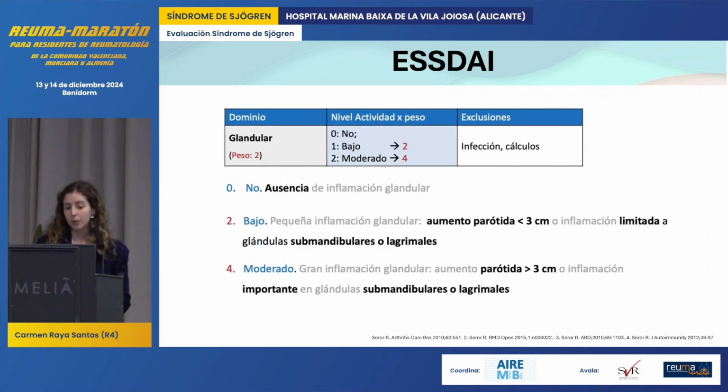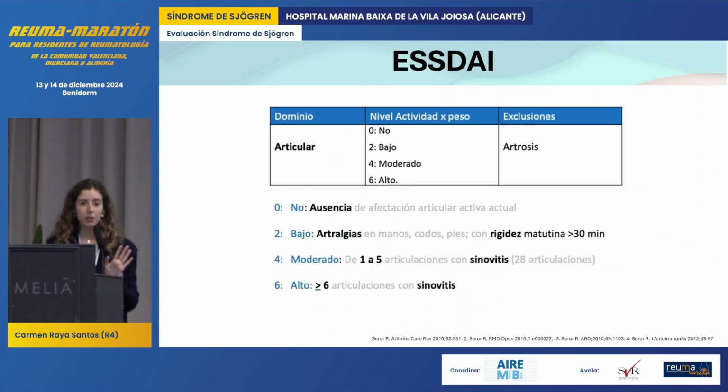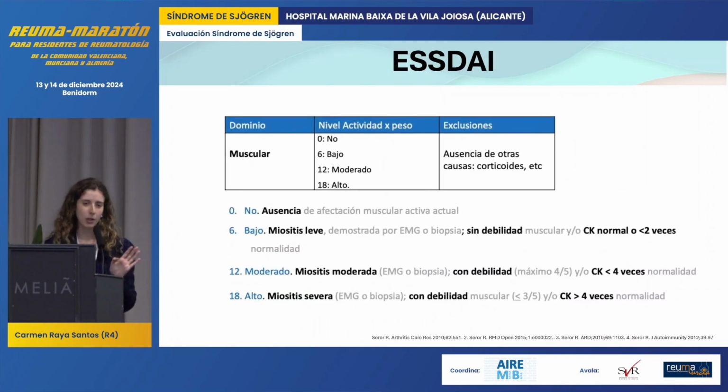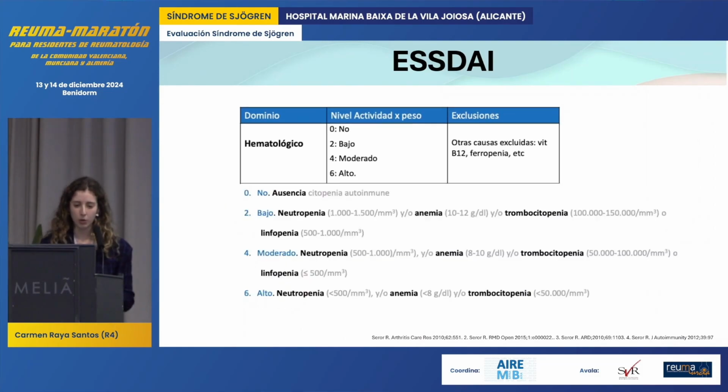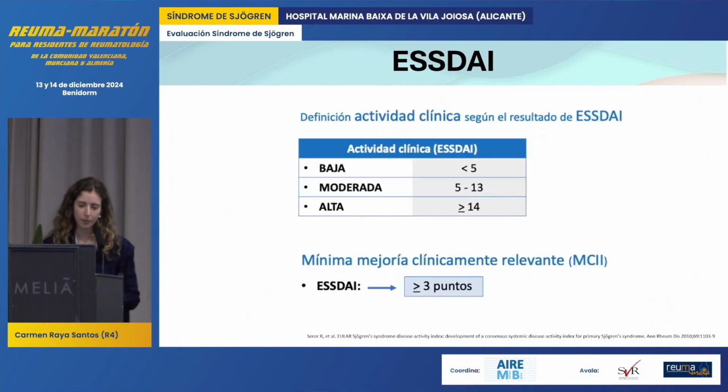And here's another example. For instance, glandular involvement. This one has a weight of 2, so you would multiply by 2. You always take the highest score. I've included it here in the presentation, the calculation for each one, okay? But I'm not going to go into each one because it would be a drag and a mess.